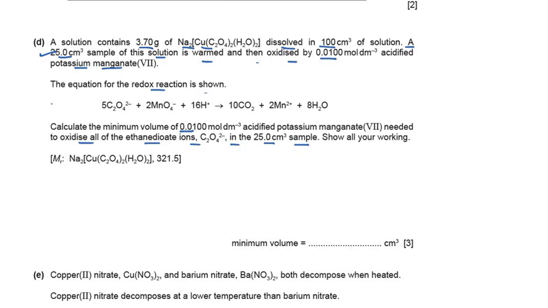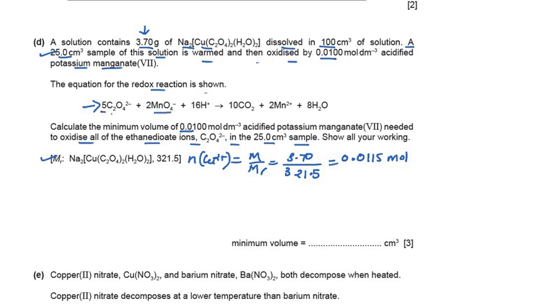So we are supposed to work out for this 25 centimeter cube of solution only of the ethane dioate solution, and we are given the mass of the copper sodium complex here. And we can see that the Mr, that is relative molecular mass, is also given. So the first thing which we will calculate is the moles of the complex ion, moles of the copper complex ion. So that is mass upon Mr, which is 3.70 divided by 321.5, which is 0.0115 moles. Now we have found out the moles of the copper complex. Fine. Now if we go ahead, we need to look at the equation. Now the equation shows a mole ratio of the manganate and the ethane dioate ion.